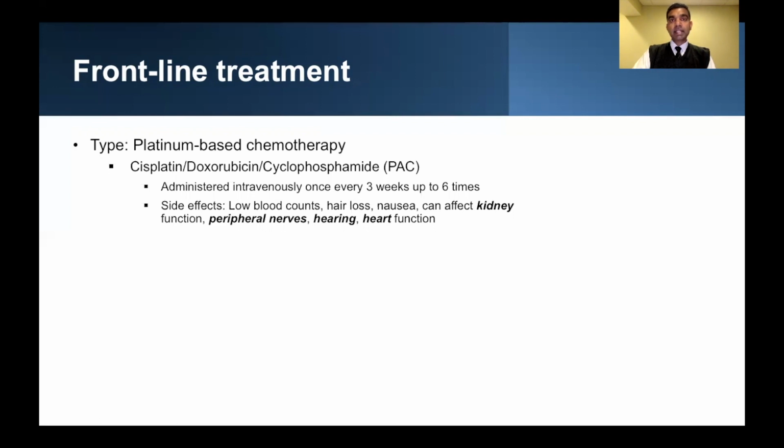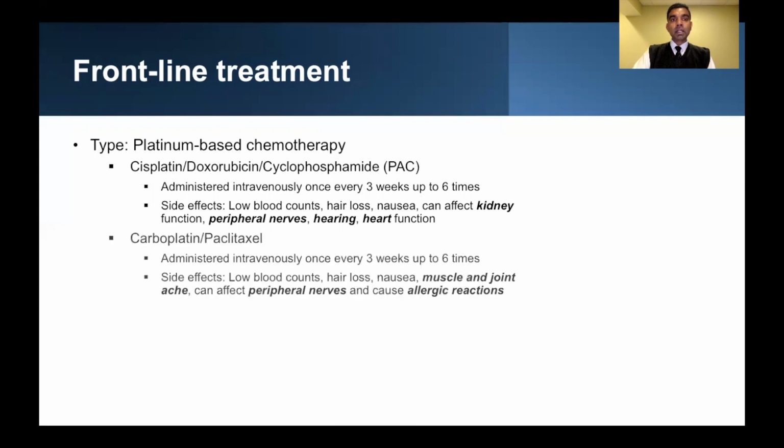Many of these side effects can actually be very well controlled with the newer generation of supportive drugs, but there are other side effects that can affect particular organs based on the properties of certain drugs. So for example, for cisplatin, it could affect kidney function, peripheral nerves, and hearing, and one needs to be cognizant of this. And in the case of doxorubicin, at high cumulative doses, it can affect heart function, and we are very, very cognizant of this and manage patients accordingly.